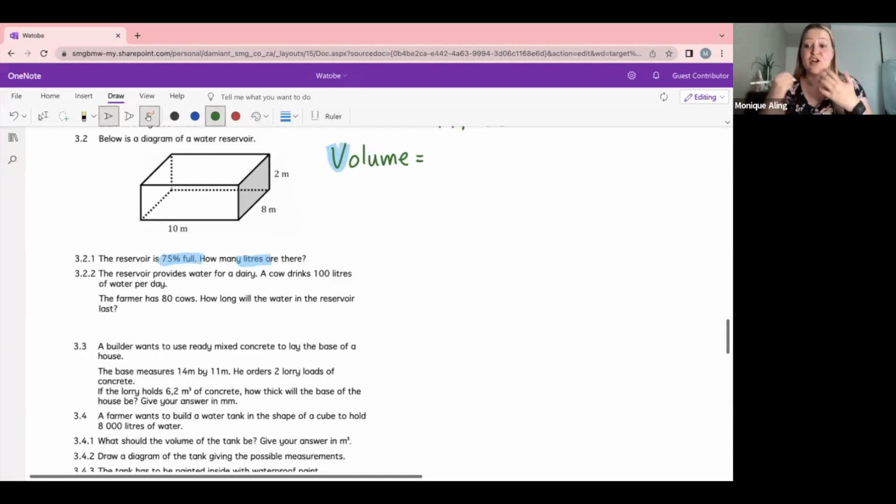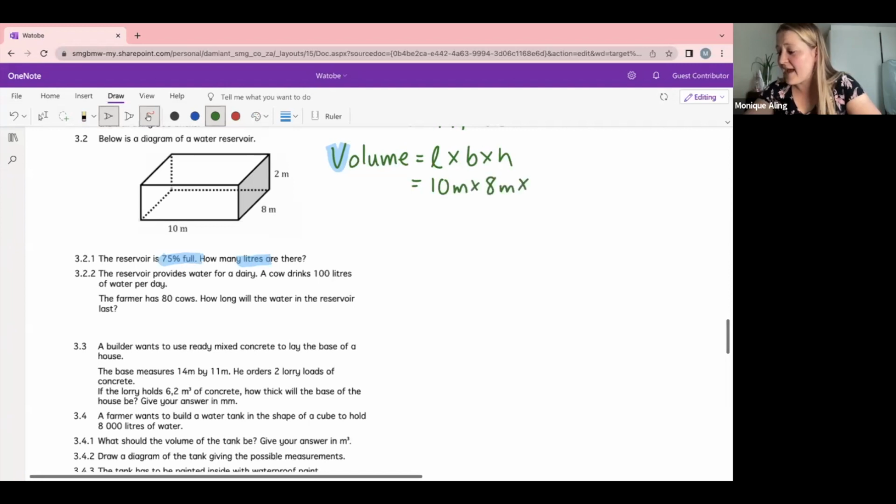Can we work out the volume? Yes, we can, because we have all the dimensions. Length times breadth times height. Length is 10 meters, breadth is 8 meters, and the height is 2 meters.